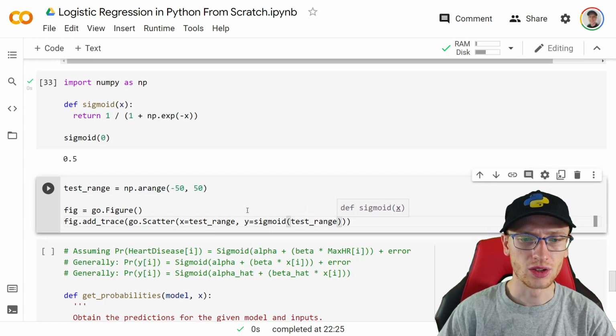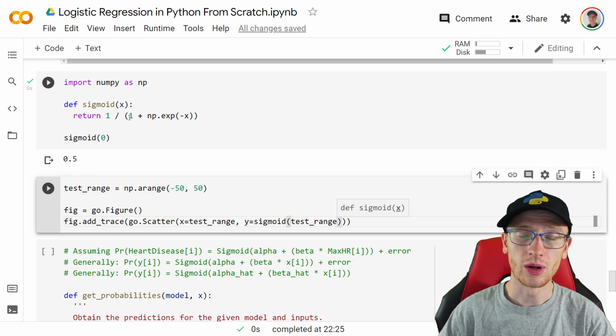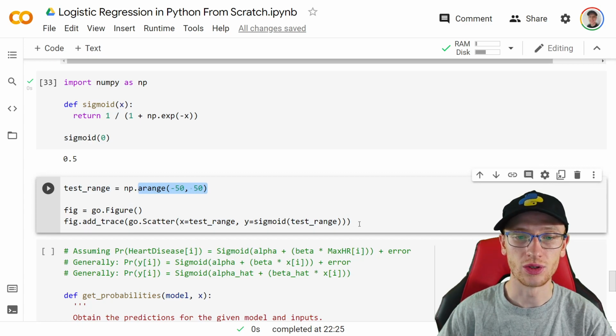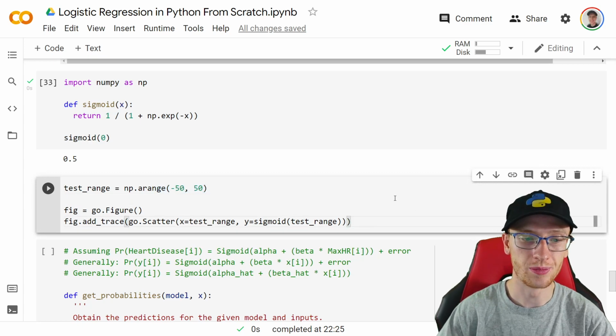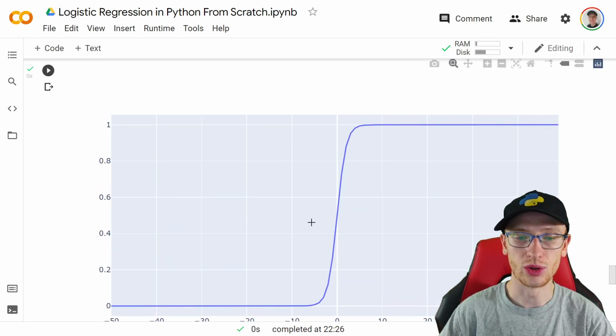Again, this sigmoid is okay with a numpy array, and so it'll take in this whole vector, this whole range here, and it'll apply the sigmoid function to all of these. So x is this range, and the y is the sigmoid of that location. And then here we can see in our graph that is the sigmoid function.